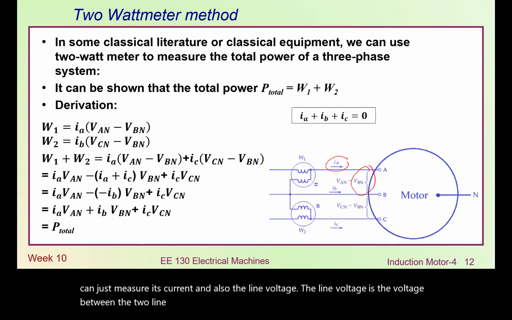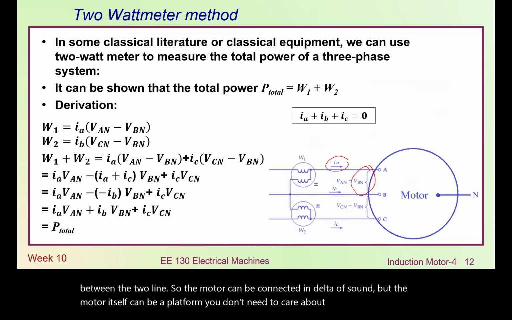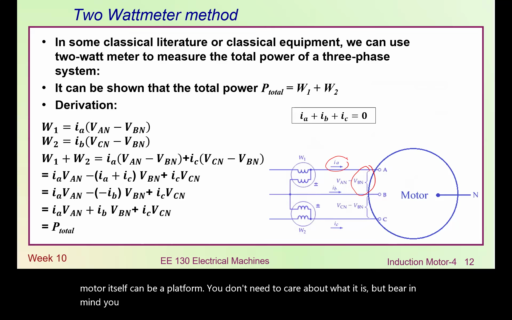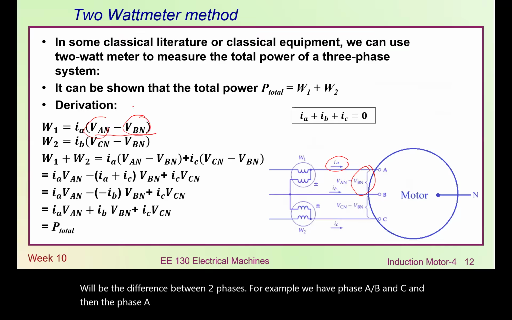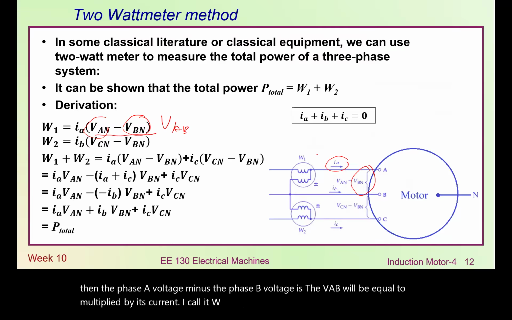The motor can be connected in delta or star, but the motor itself can be a black box. You don't need to care about what it is. But bear in mind, the line voltage will be the difference between two phases. For example, we have phases A, B, and C, and the phase A voltage minus the phase B voltage, VAB, multiplied by its current, I call it W1. That will be measured by one of the power meters.